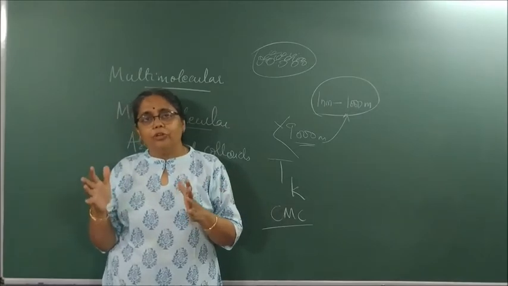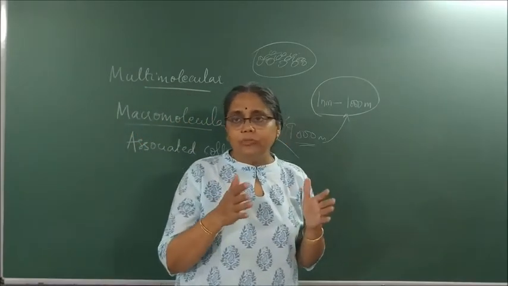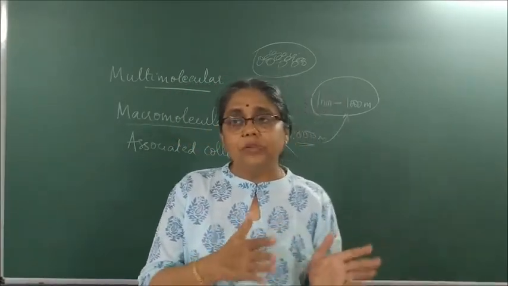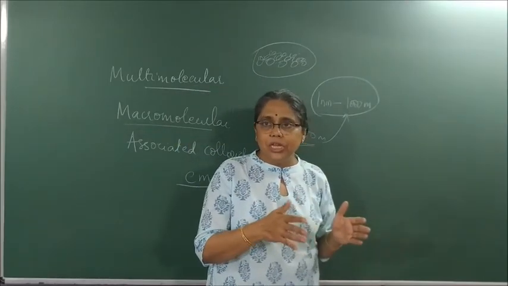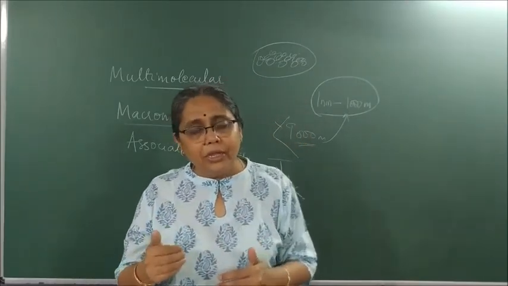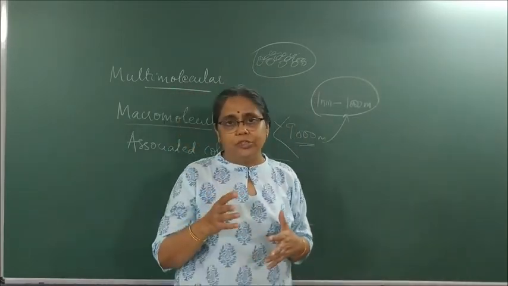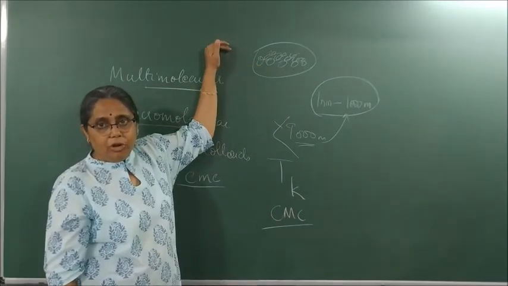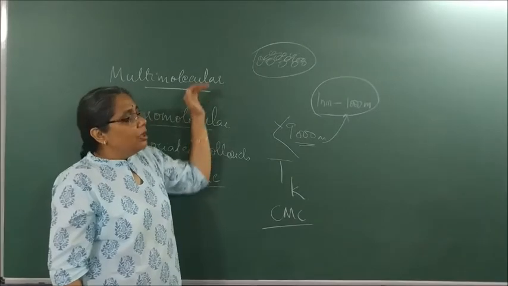In general, when we are talking about a colloidal solution, we generally name it as sol, which means solid dispersed in liquid; gel, which is liquid dispersed in solid; and emulsion, which is liquid dispersed in liquid. Depending upon the nature of particles of the dispersed phase, we have three types of colloids: multimolecular colloids, macromolecular colloids, and associated colloids.